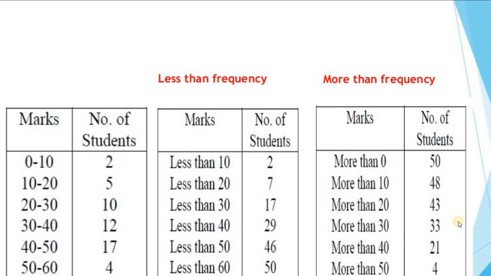Okay, next step, 33, in 40 to 50, more than 40, 21 minus 17, we will get 4. Okay, then 50 minus 2, 48, 48 minus 5, 43, 43 minus 10, 33, 33 minus 12, 21, then 21 minus 17, 4. Okay, this is the step to find out the more than frequency.